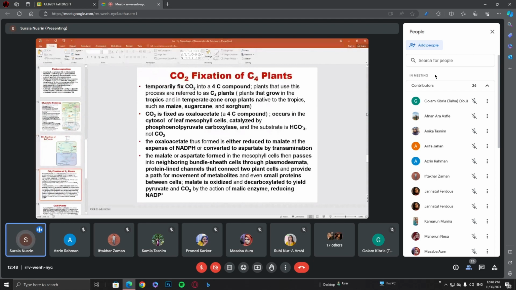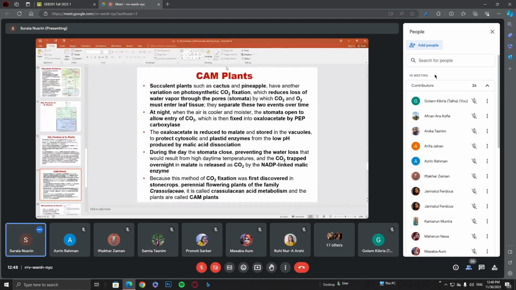Okay, now there is another group of plants which are called CAM plants. Actually, they have specific features. They are also known as succulent plants, and examples of such plants are cactus, pineapple. If you look at these kind of plants, their leaf and stem is very thick, and also they have thorn-like structures, and they have a variation about the carbon dioxide fixation, actually a variation from the C4 plants.